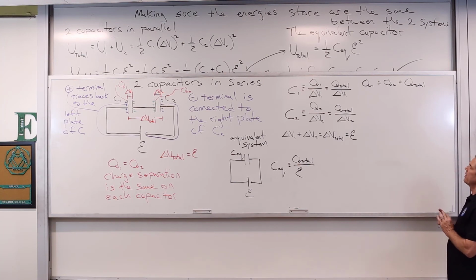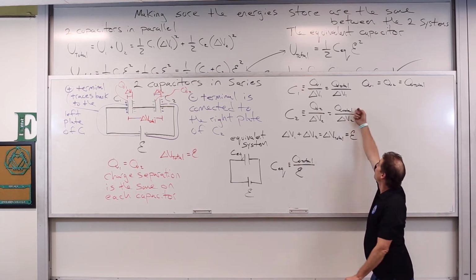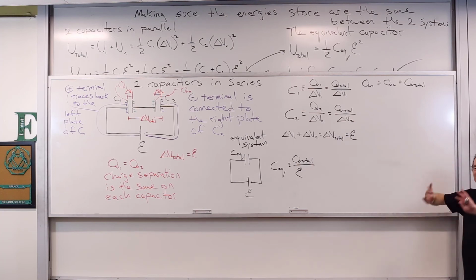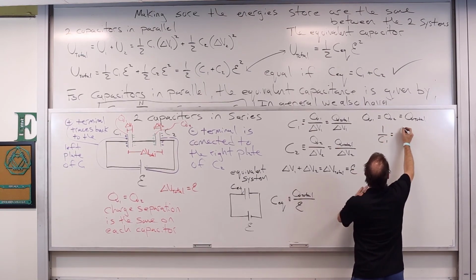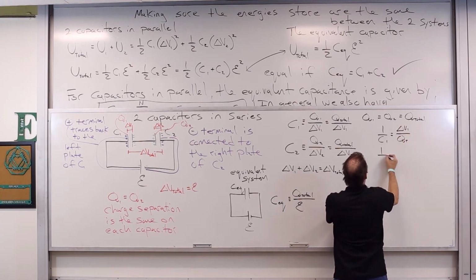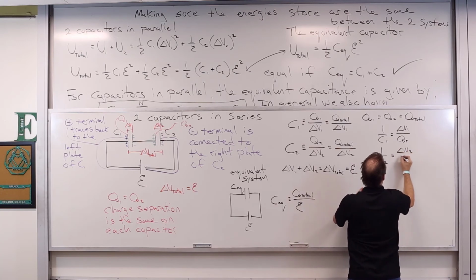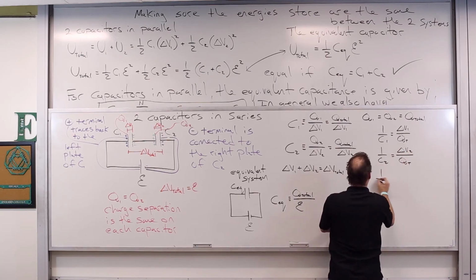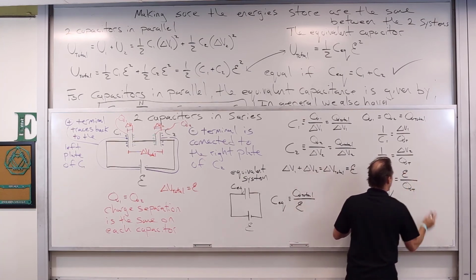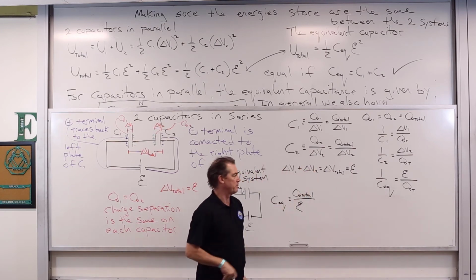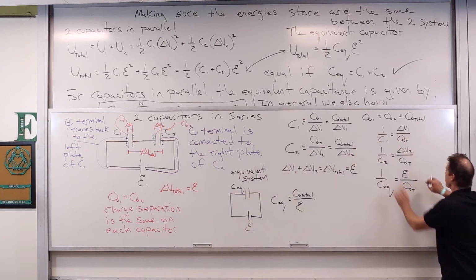So how are we going to do this? Well, the easiest thing to look at is what they all have in common. They all have Q total in common. Let's look at inverses, because then they all have a common denominator, right? So 1 over C1 is equal to delta V1 over Q total. 1 over C2 is equal to delta V2 over Q total, and 1 over CEQ is equal to the source potential divided by Q total. Shortcutting it, just Q sub T. So how do we take these two capacitors and make this one?